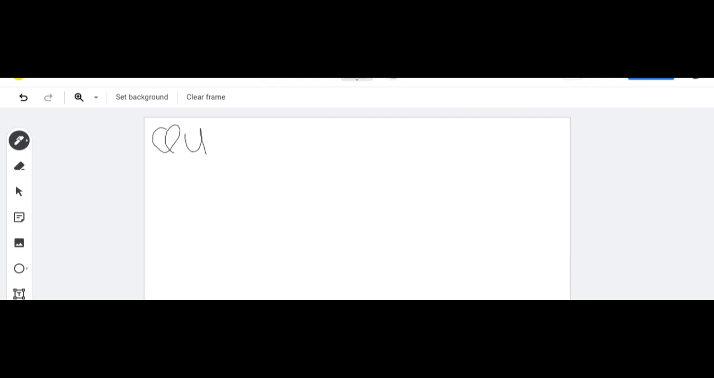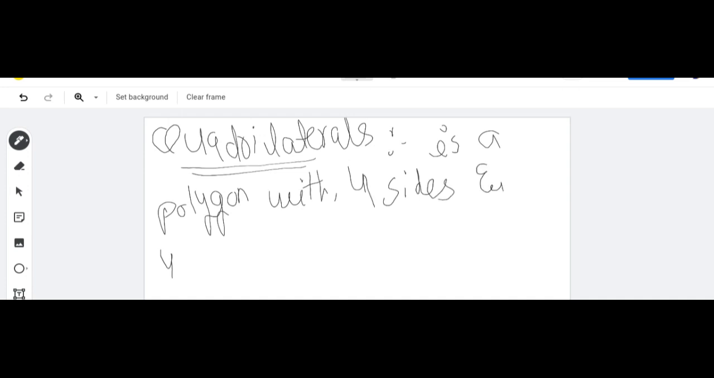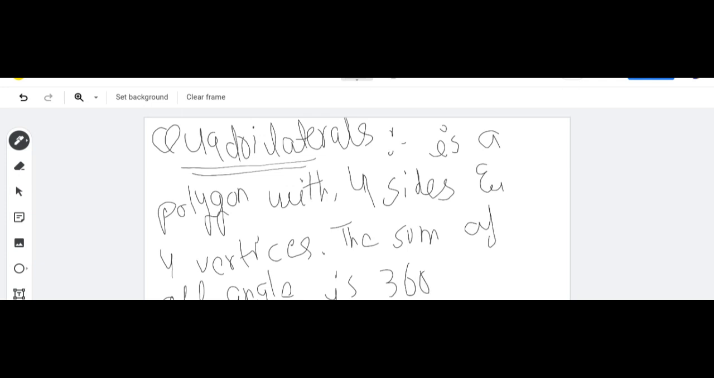Quadrilateral is a polygon with 4 sides and 4 vertices, and the sum of all angles is 360. Done? Can I move to the next page? Yes.